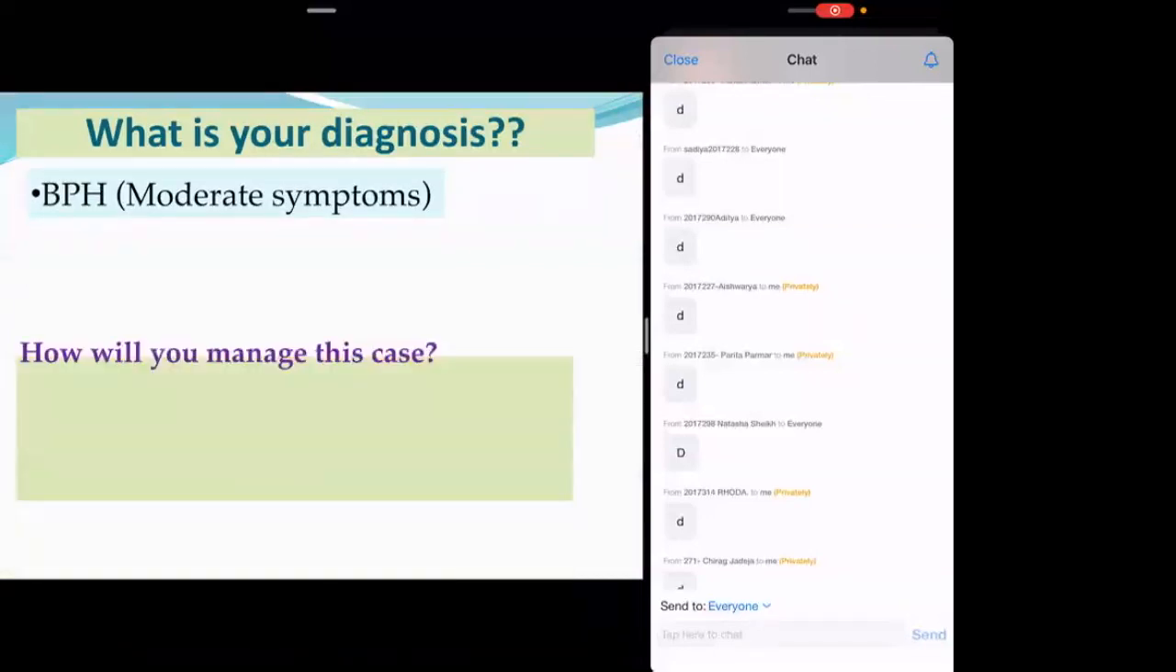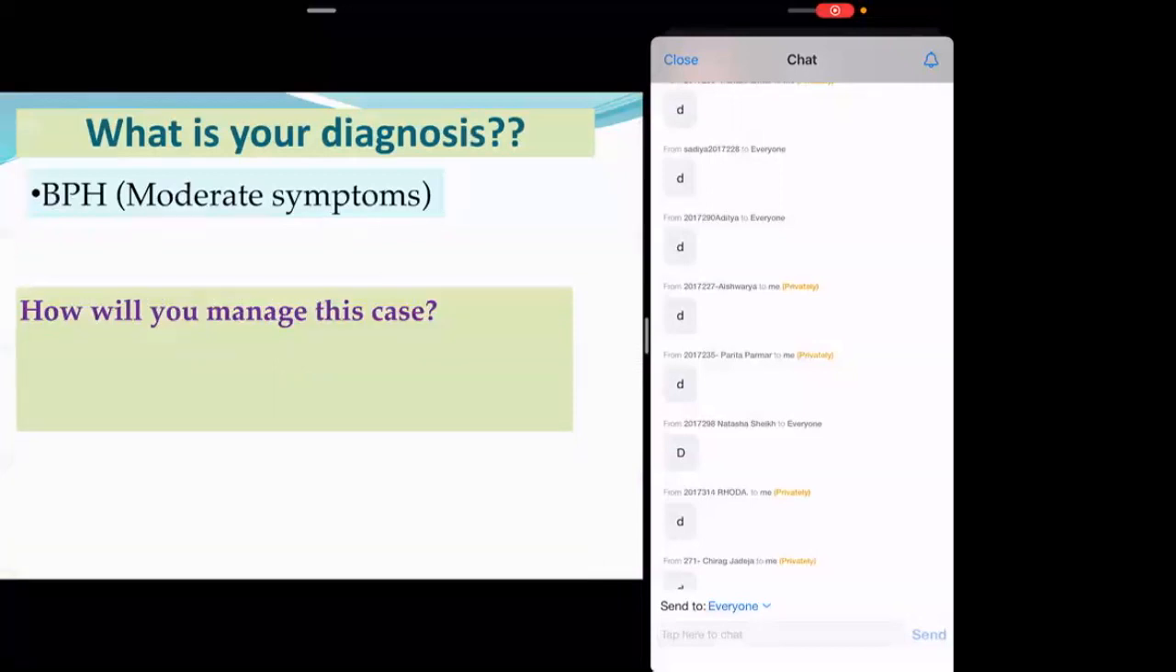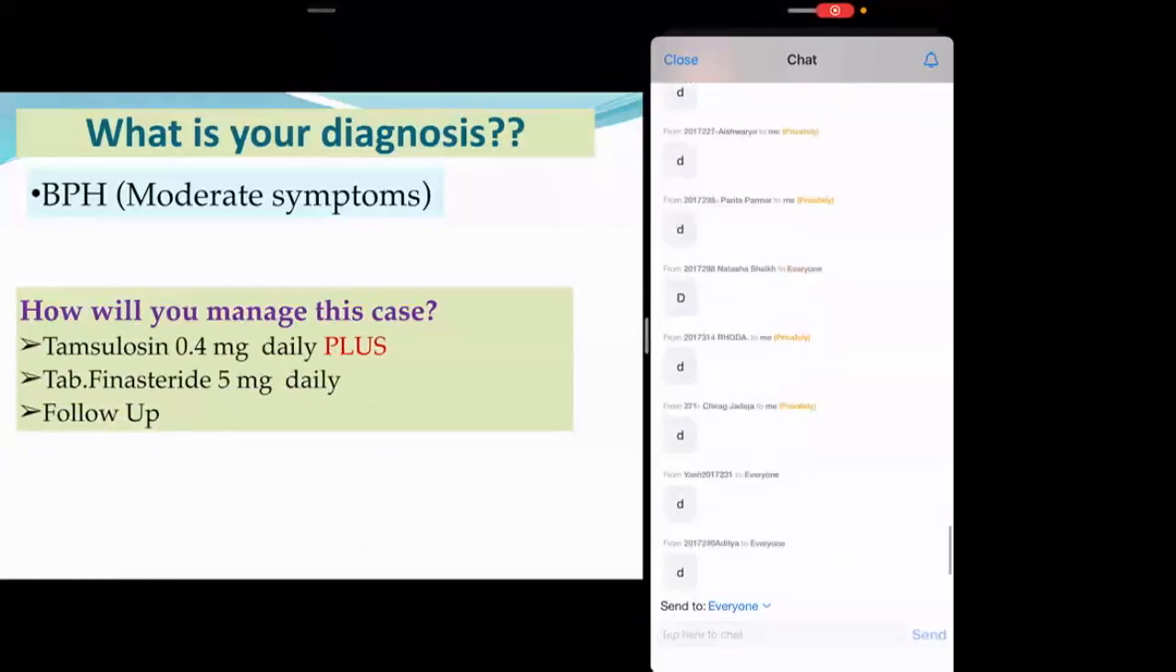Okay. Then how will you manage this case? BPH with moderate symptoms, we go for medical management. We start with tamsulosin, and as the size is more than 40 gram, we have to start finasteride. Okay, combined, and follow up.